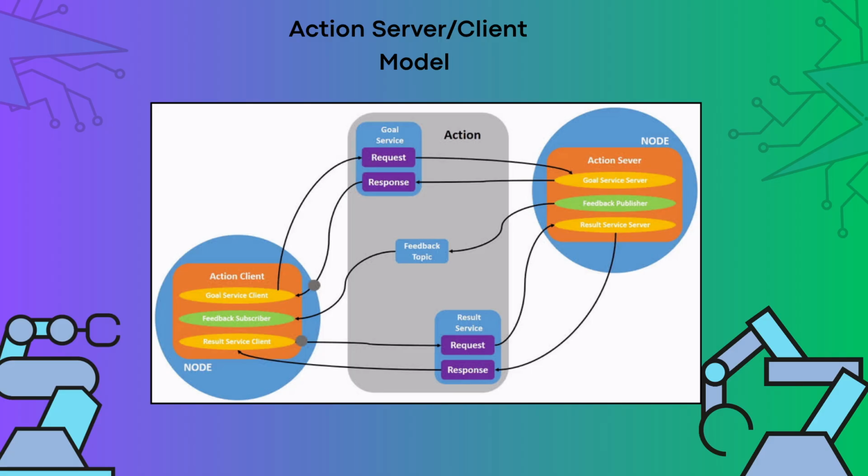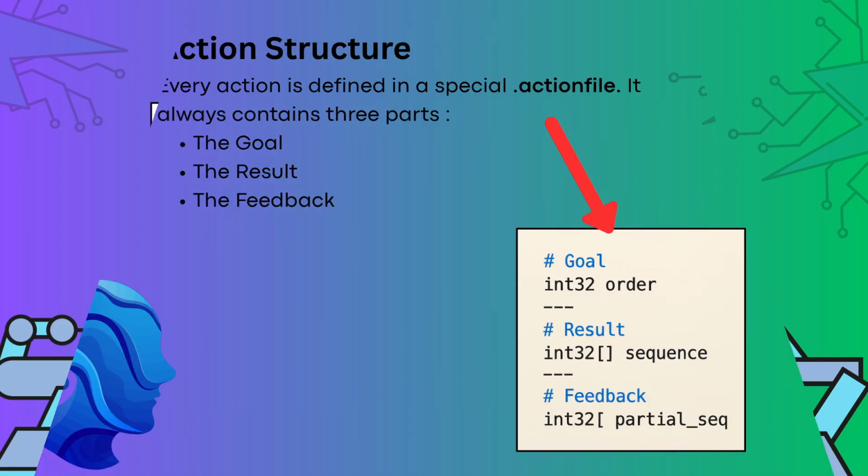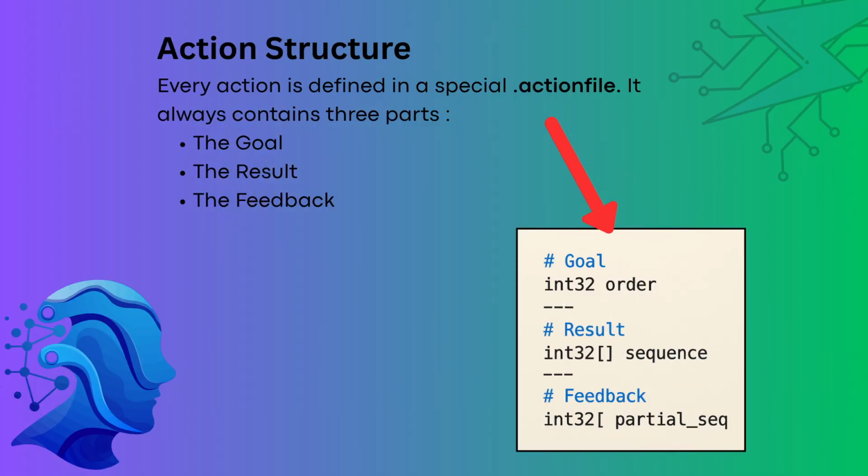So now that we know what actions are used for, let's break down how an action is actually structured in ROS2. Every action is defined in a special file called an action file, and it always contains three parts: the goal, result, and the feedback. And they are separated by lines of dashes. The goal describes what the client wants the robot to do. The result is what the server sends back when the task is finished, and the feedback is what the server streams while the task is running. Progress updates, percentages, distance remaining, whatever you need. This structure is what makes actions perfect for long-running behaviors where you want continuous updates and full control.